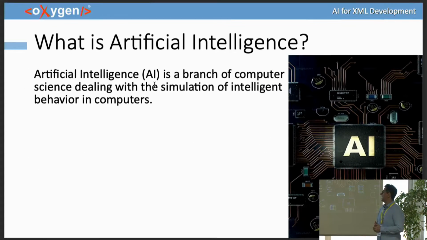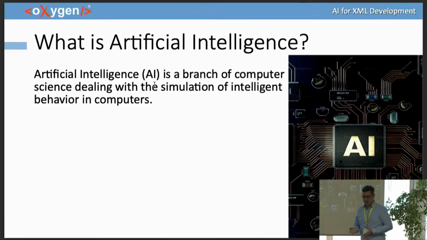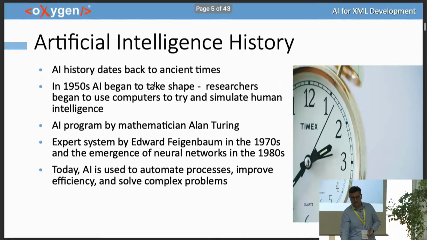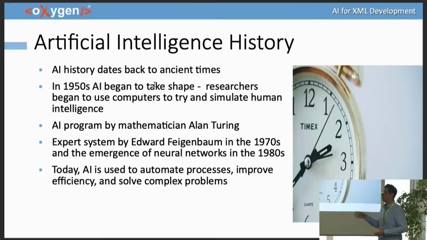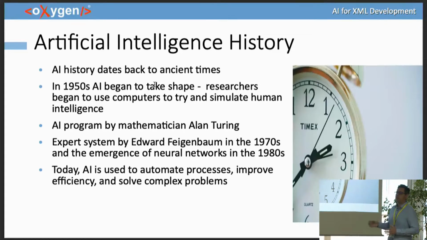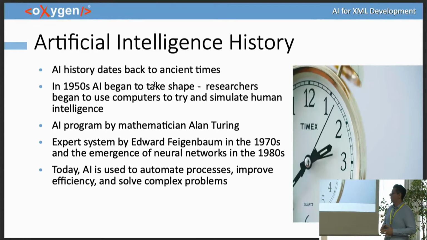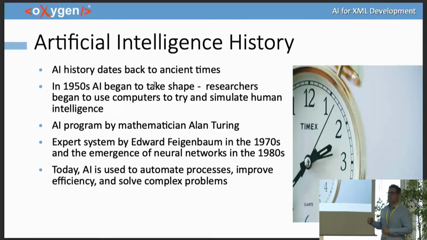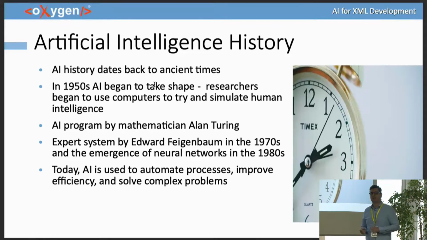So what is AI? It's a branch of computer science that deals with the simulation of intelligent behavior in computers. And this idea started from ancient times, so people started to think about using AI in different domains. But in the latest period, it became more and more used in robotics and in other technology. And today, it's used a lot for natural language processing and generative AI.